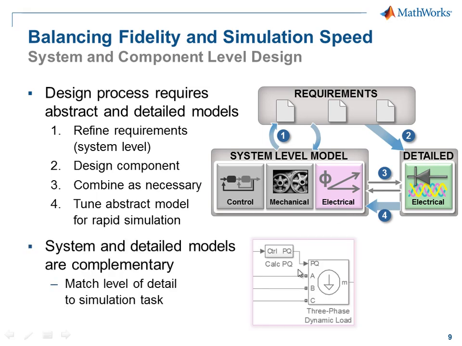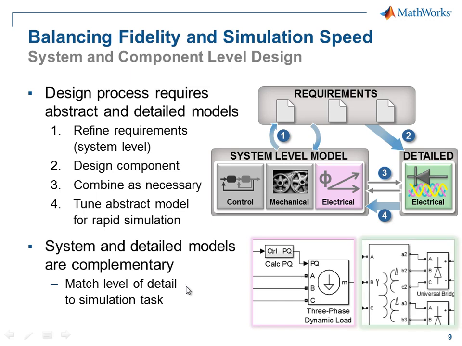You can see that these 2 variants, the abstract and detailed versions, are complementary. The work we do with the abstract model to refine the requirements reduces the number of iterations required in the detailed design. This speeds up our development process. The simulation results from the detailed model give us an abstract model that produces accurate results and executes quickly. This allows us to match the level of detail in our model to our simulation task.